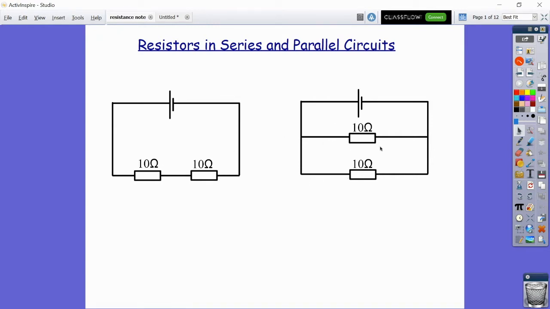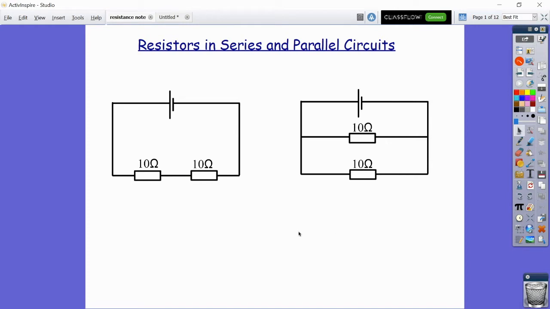For the ones I've got set up, you'd actually have the same current through each branch in this parallel circuit because they both have the same resistance. So we'll look at some examples with the same resistance and some with different resistances as well.